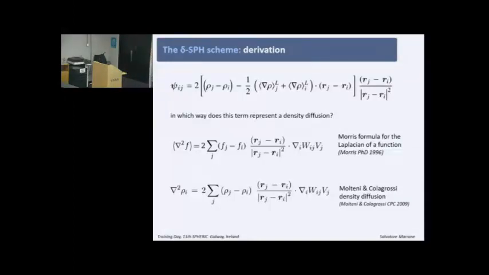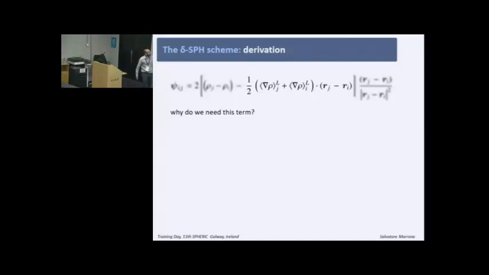You can see here we replace f by the density, and you can see that these terms are present in the Delta-SPH. So in our Delta-SPH we have two terms that already come from the density Laplacian. This term, together with the one by Ferrari, was the first to propose diffusion in the density field.